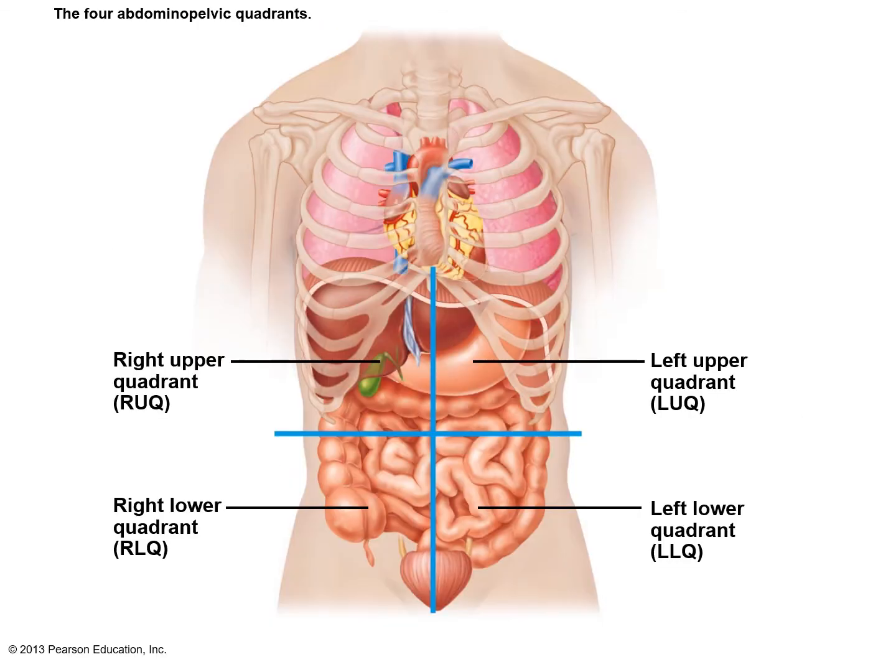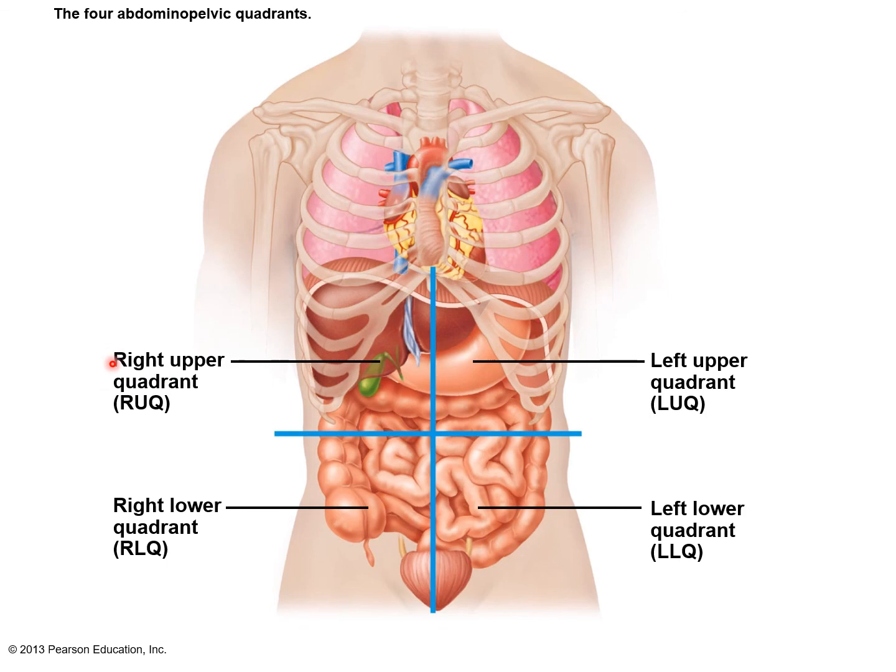Our abdominal pelvic cavity is such a large region, so to make it easier, especially for surgeons that are going to open up a patient, they divide that abdominal cavity into 4 quadrants. The right and left upper quadrants and the right and left lower quadrants.